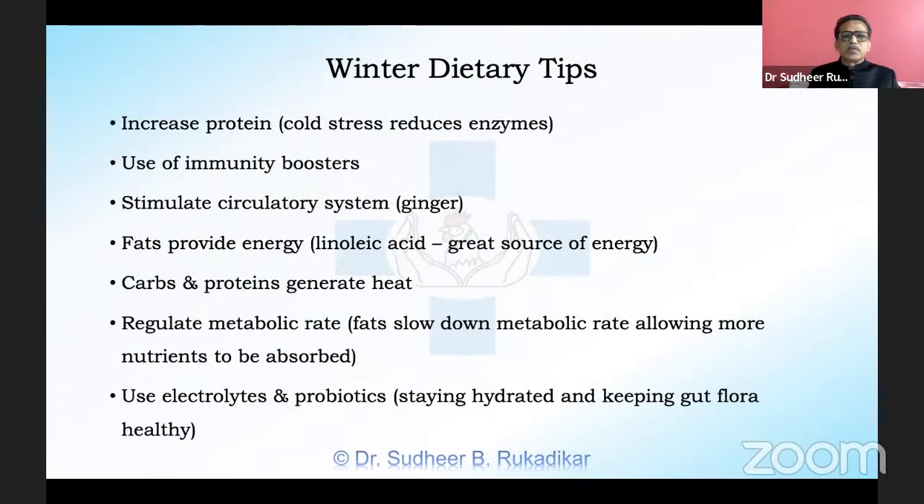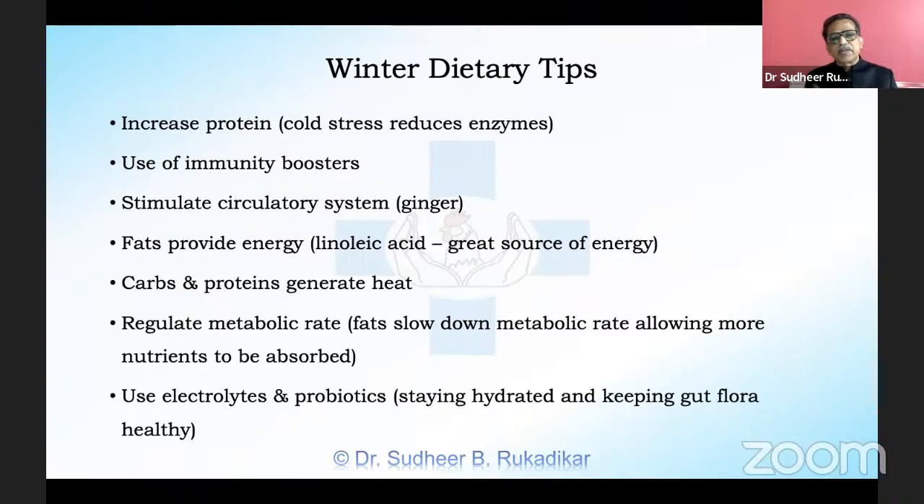Now, what are the dietary tips for winter? One is increase the protein. Why? As I said, one of the factors is cold stress reduces enzymes, and enzymes are proteins. So we have to give more protein so that the enzymes continue to have their role and digestion will be better.